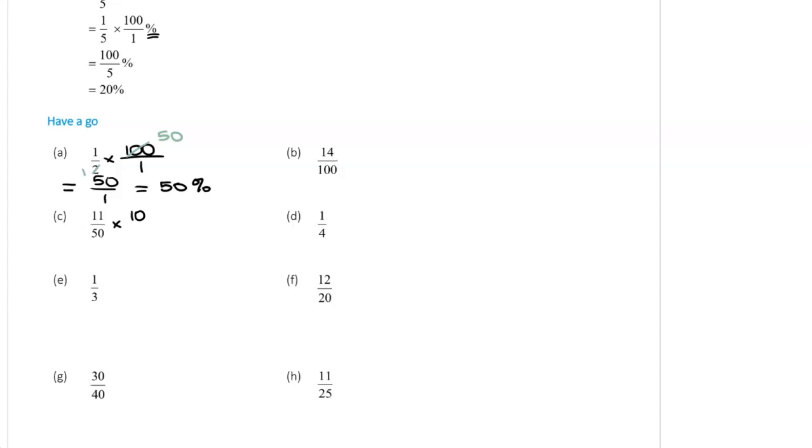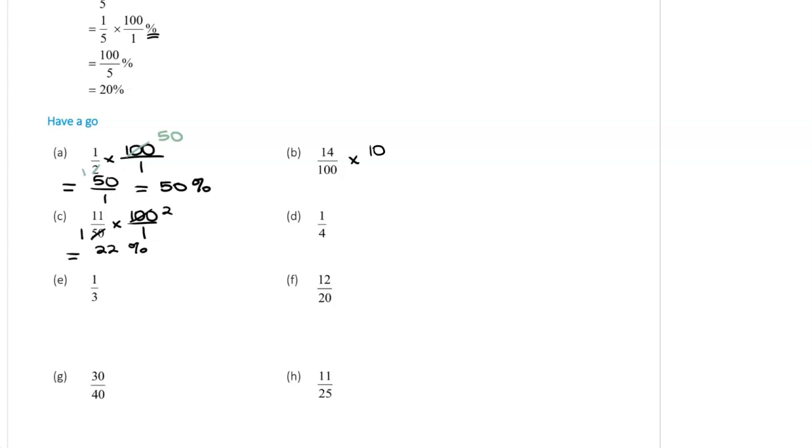So times 100 over 1. 50 goes into 50 once, and it goes into 100 twice. So we're going to have 2 on the numerator. We'll have 1 times 1 on the denominator. So we know 2 divided by 1 is just going to be 2. 2%. Okay, let's have a go at, I did A then C, let's do B now.